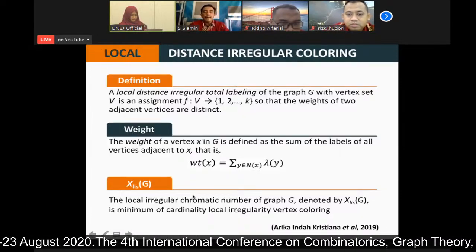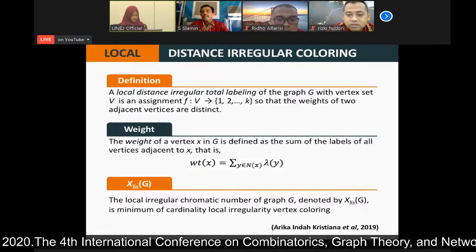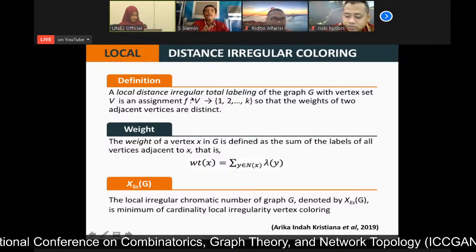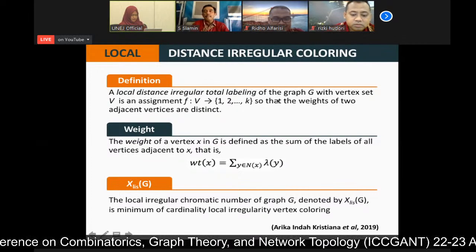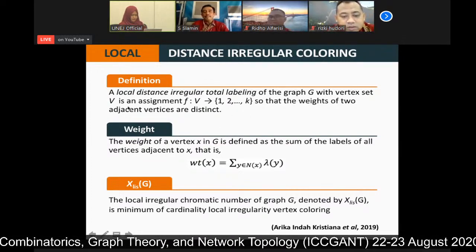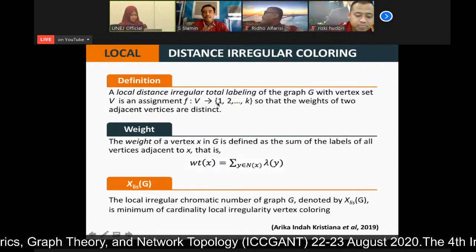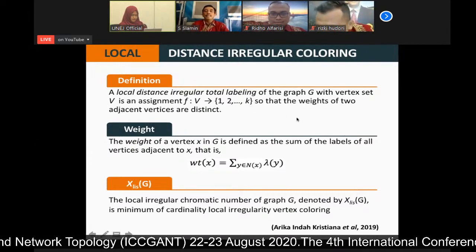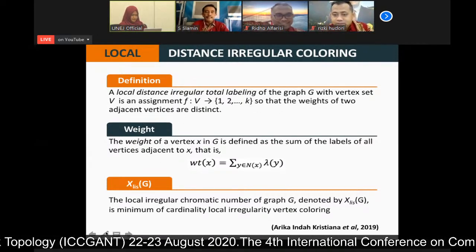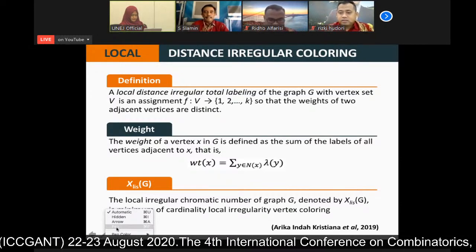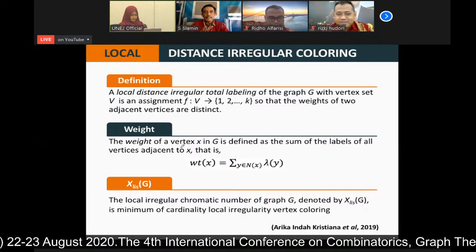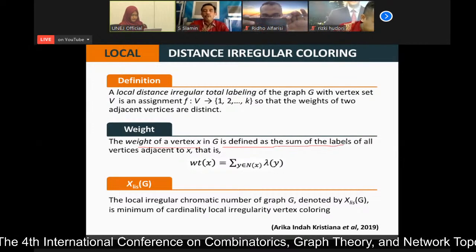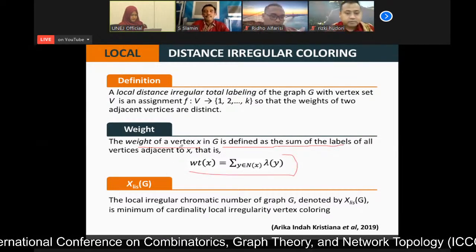And the next revision is called local distant irregular coloring, which has a quite different definition. A local distant irregular total labeling of graph G with vertex set V is an assignment f from V to the set of numbers 1 up to k, so that the weights of two adjacent vertices are distinct. The only difference is how to count the weights. The weight of vertex x is defined as the sum of the labels of all vertices adjacent to x. So this is the formula.